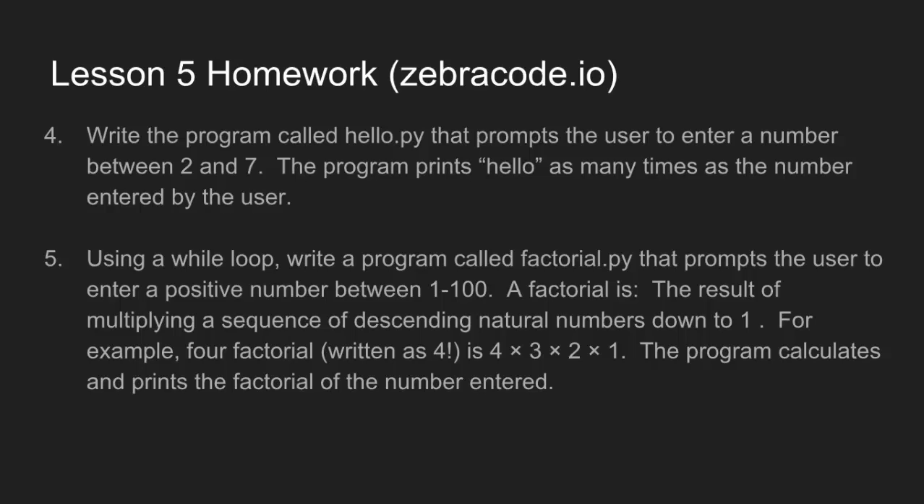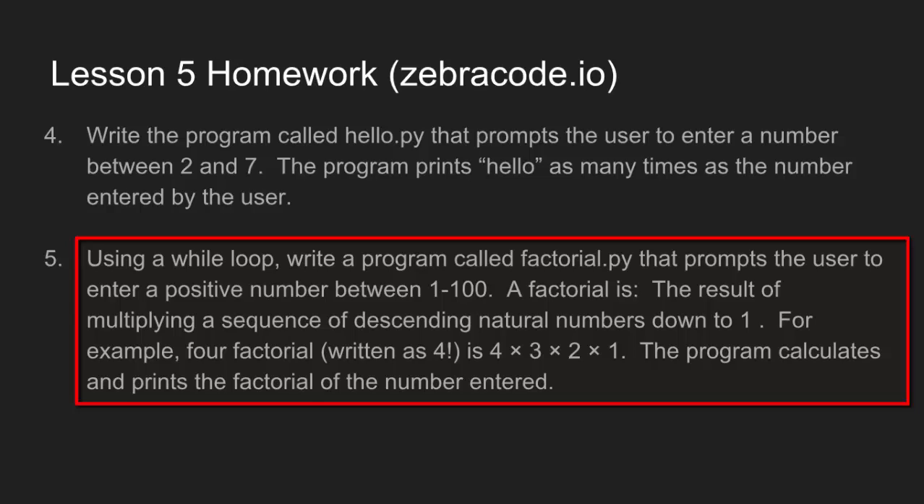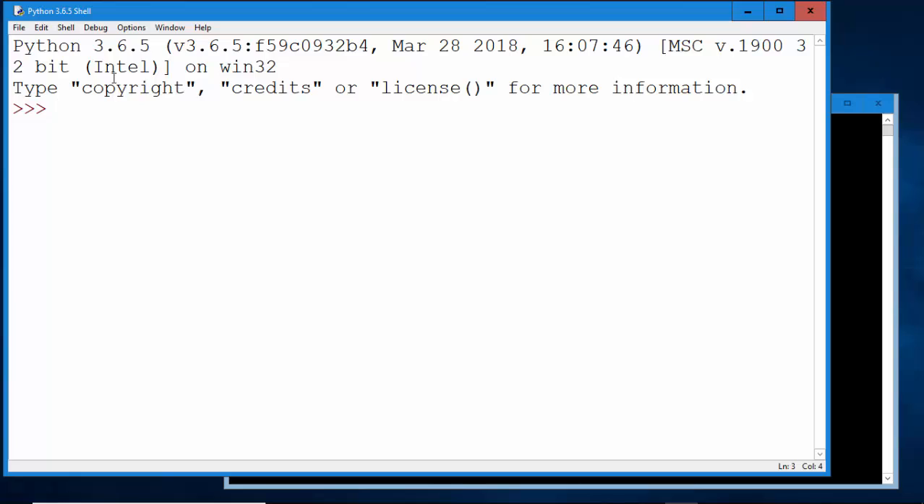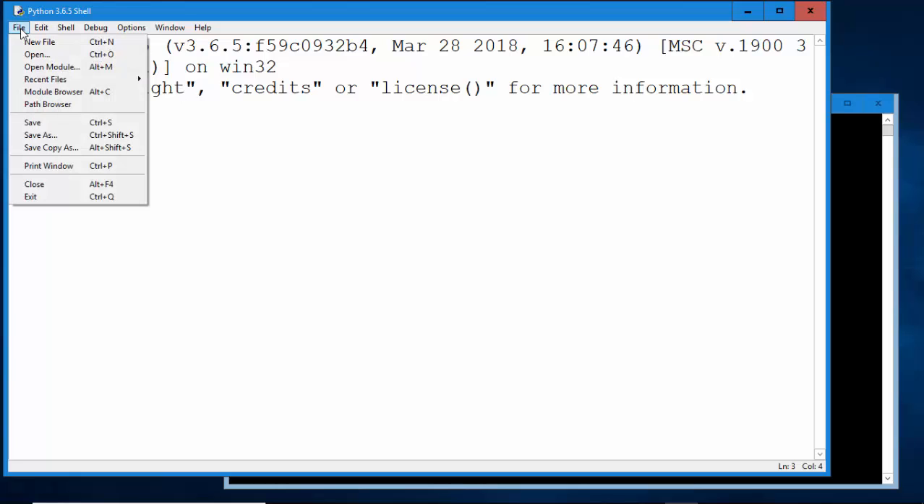Homework Problem 5 is: using a while loop, write a program called factorial.py that prompts the user to enter a positive number between 1 and 100. A factorial is basically when you take a number like n factorial, it's n times n minus 1 times n minus 2, all the way down till we get to 1. And the program calculates and prints the factorial of the number entered. So instead of using a while loop, however, we're going to use a for loop, just to deviate from the homework slightly and encourage you to get more practice.